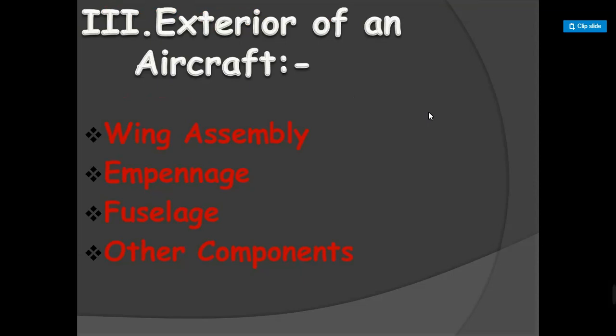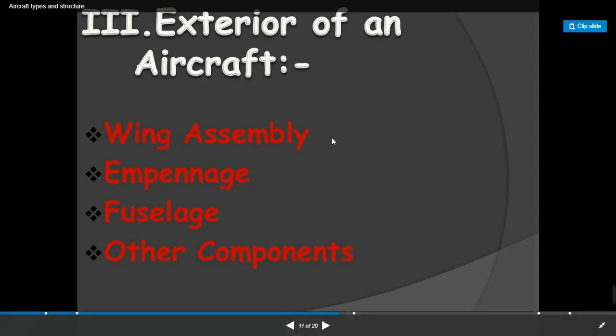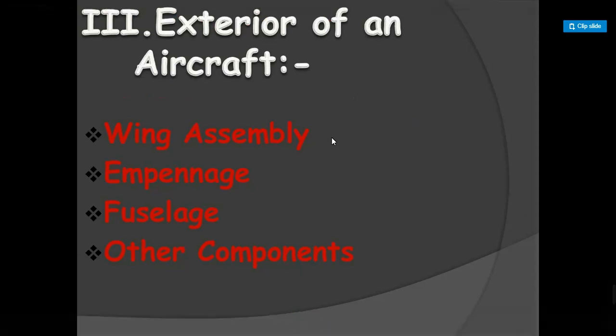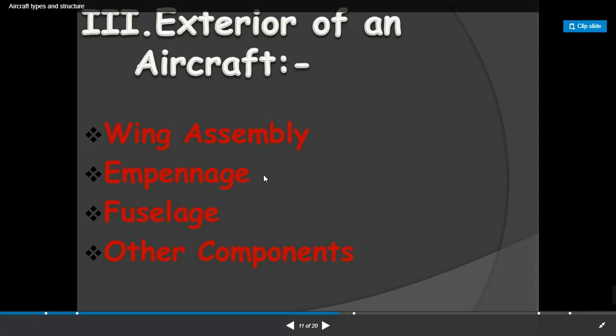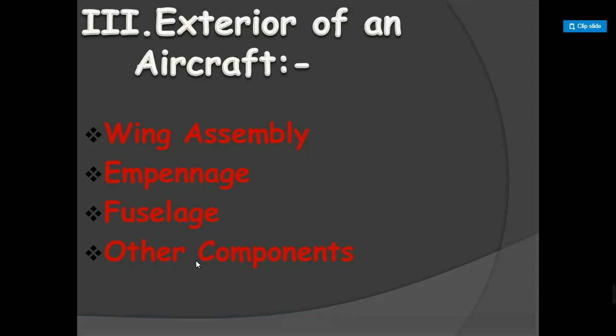Okay, so the exterior of the aircraft, what you will see. First is the wing assembly, of course, the wings. Then we have the empennage, which is the tail of the aircraft. The rudder, or those three tail parts of the airplane, that is the empennage. And then we have the fuselage, where you sit, which also houses the cockpit, and other components that may be added, like floats or wheels. It depends.